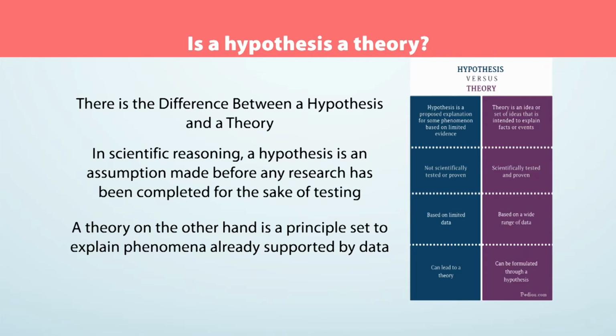So there are building blocks. We start with hypothesis, then develop a format, then develop a theory. There's a difference between hypothesis and theory: a hypothesis is a proposed explanation for some phenomena based on limited evidence, whereas a theory is an idea or set of ideas that is intended to explain facts or events. A theory is scientifically tested and proven, and a hypothesis is not, because it is in the process of testing.